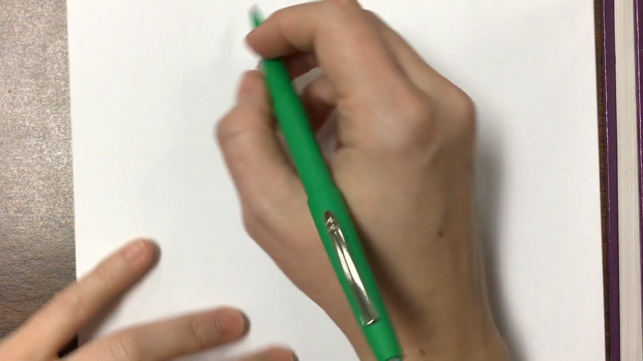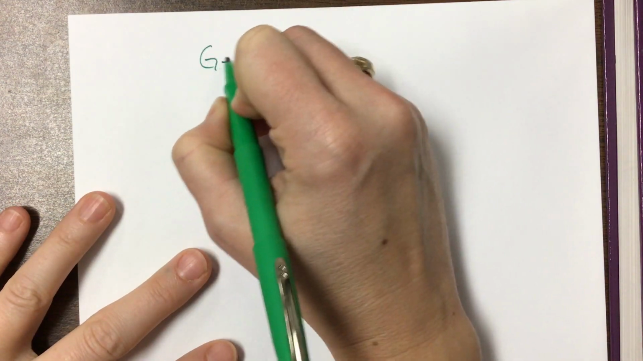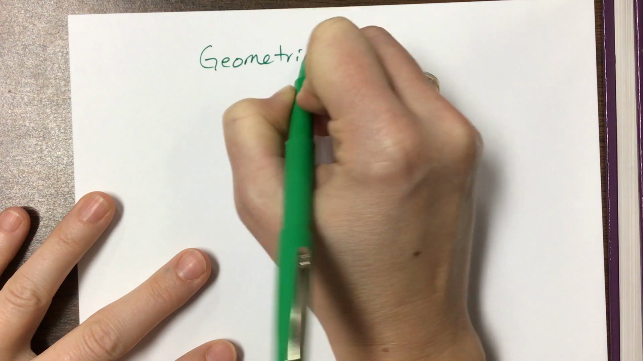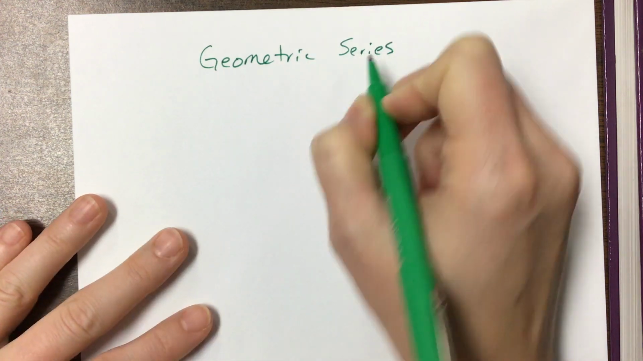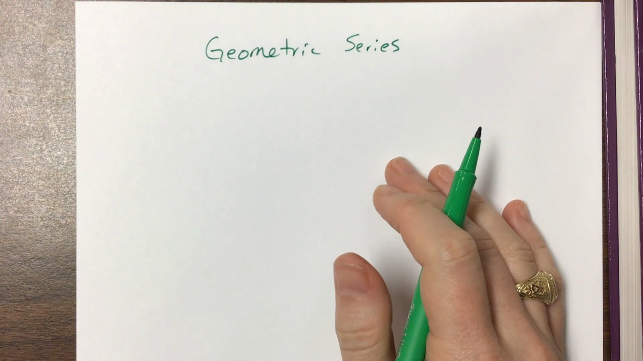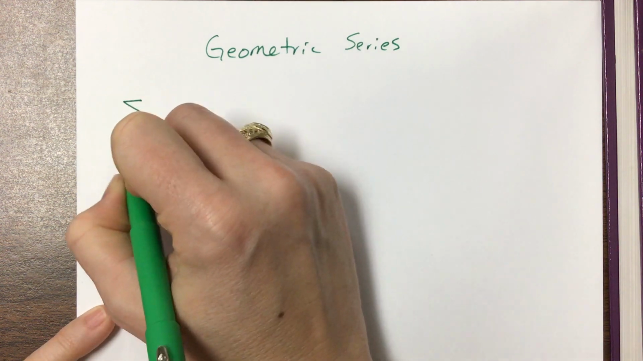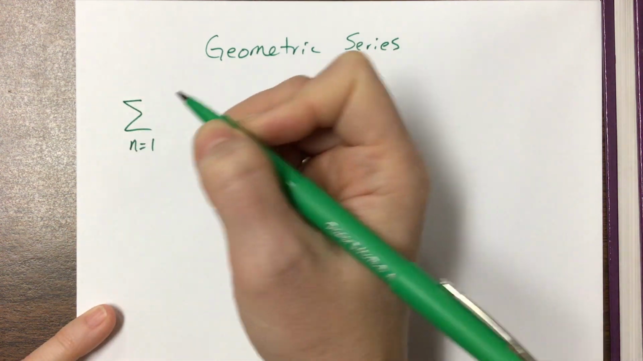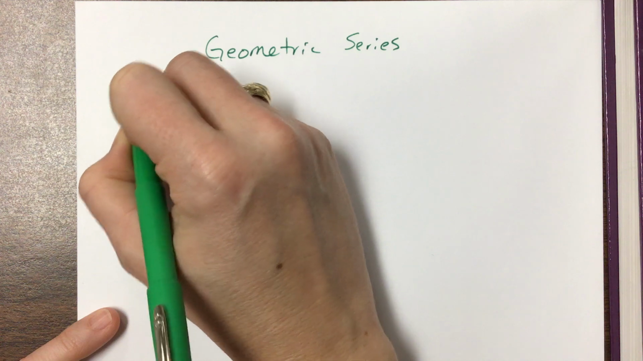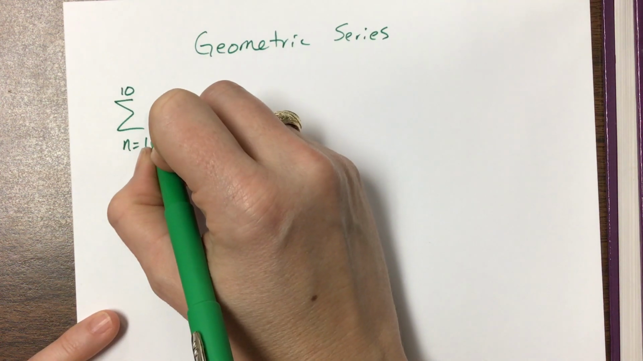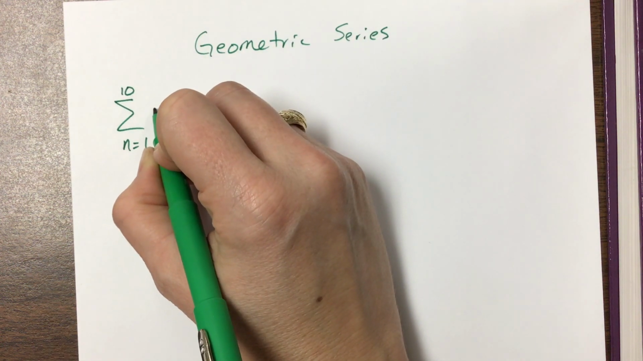Okay, so we're going to talk about a geometric series. We have talked a little bit about the summation notation before. So what I'm going to do, it's the sum as n goes from 1 to 10. Let's say, I'm making up numbers.